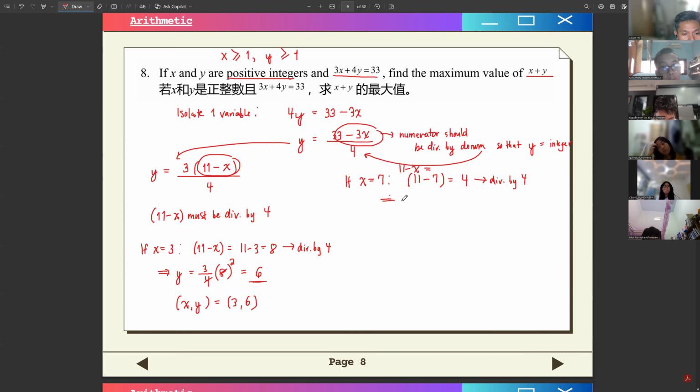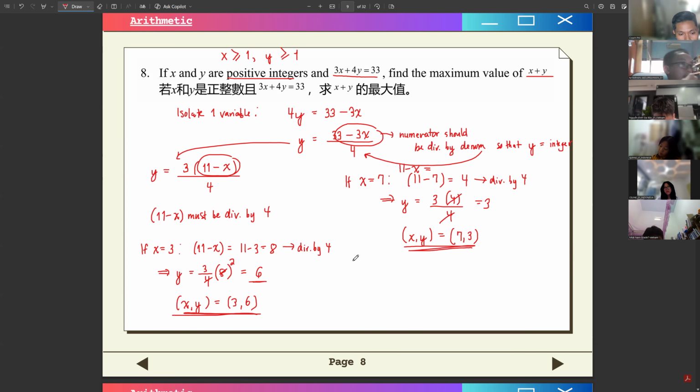So what happens? What's the value for y? We have 3 times 11 minus x, which is 4 in this case, over 4. So that's just equal to 3. So our other solution is x, y equal to 7 and 3. Right? So this is one possible pair.